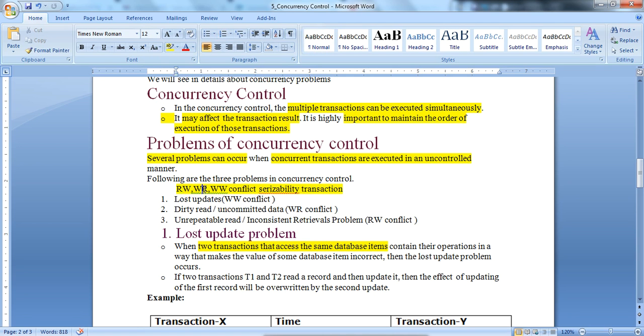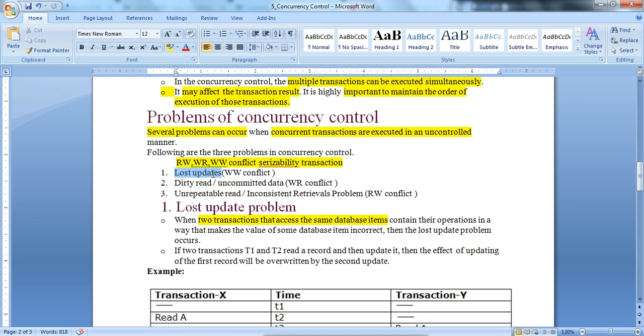Now, the read write conflict, serializability, transaction, right? That is the problem. Now one by one: lost update means a write write conflict. Dirty read, or the uncommitted data, is a write read conflict. The exam may contain this type of question, and an objective question may contain options like which is conflict serializable, with options like read write, or whatever the option. We need to know this concept, and then we can select the proper answer.